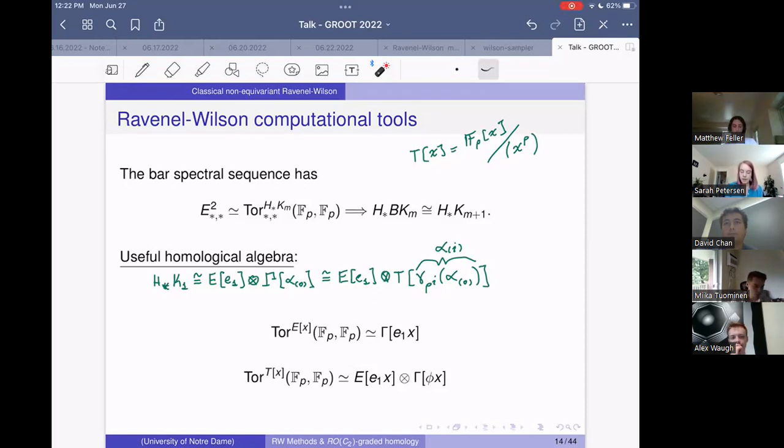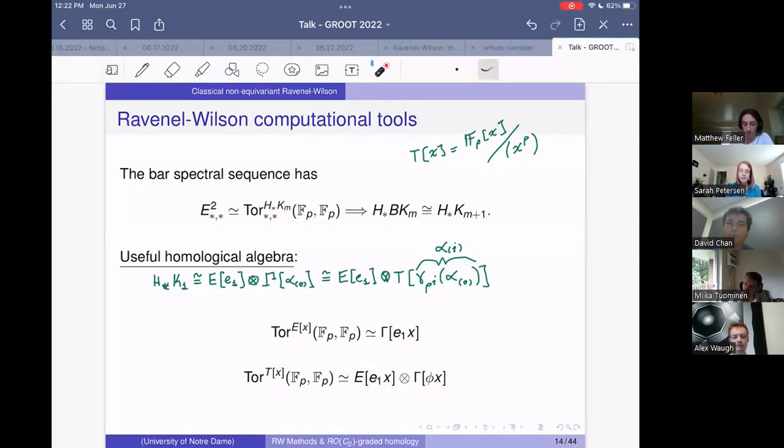Okay. So what's useful about having the E2 page being a Tor term is, well, we know how to take Tor over an exterior algebra. That's a classical homological algebra computation, that Tor over an exterior algebra is divided power on the suspension of the generator. And we also know that Tor over a truncated polynomial algebra is exterior on the suspension of the generator tensored with a divided power algebra on a class called the transpotence.